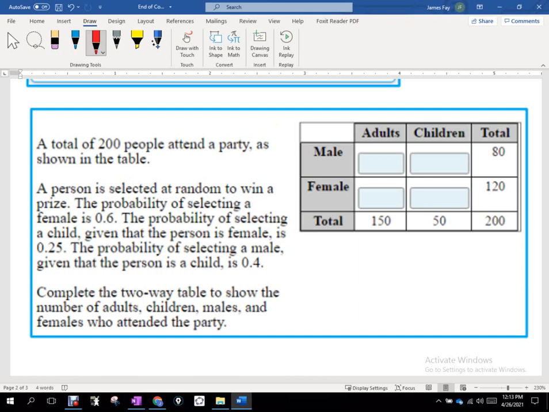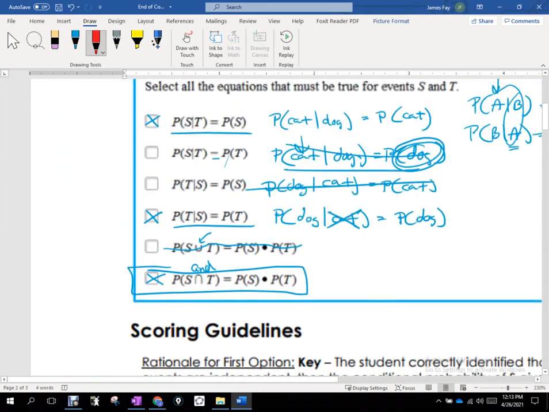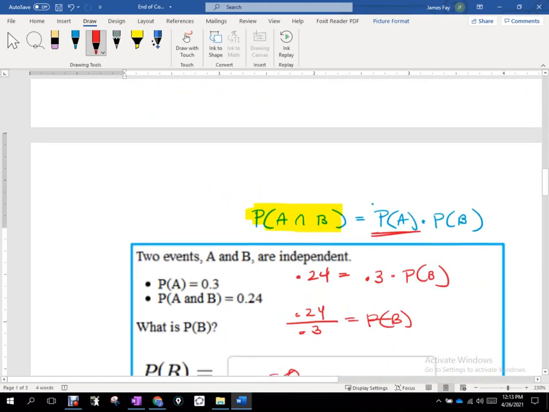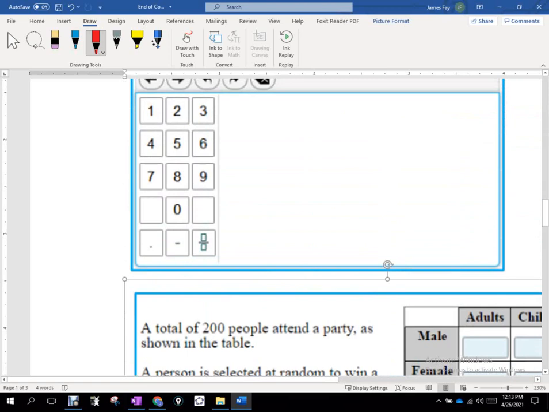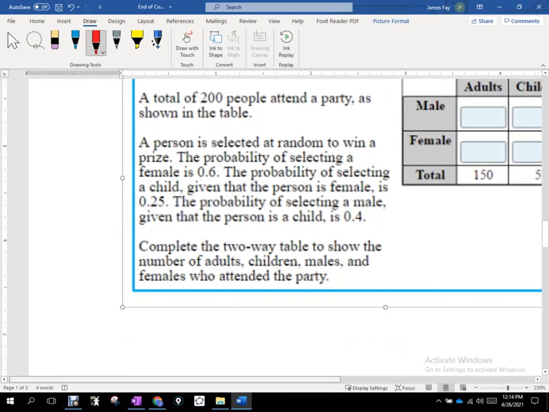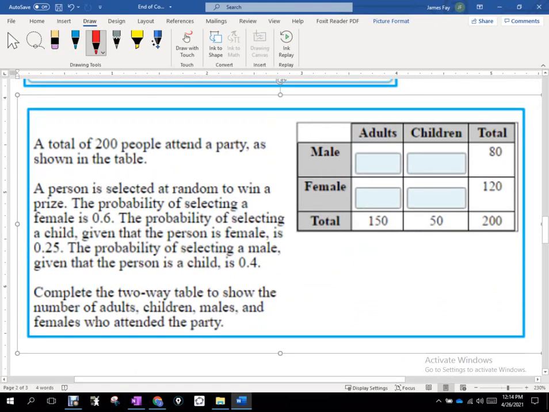As we go through these questions, my hope is that you can see that this question, I think this one would be a depth of knowledge of 3, because it asks you quite a bit about trying to identify independent events. These are probably 2. This one might be borderline 1 or 2. This one's 2. So a total of 200 people attend a party as shown in the table. A person is selected at random to win a prize. So the probability of selecting a female is 60%. Now think about this, see if that makes sense.